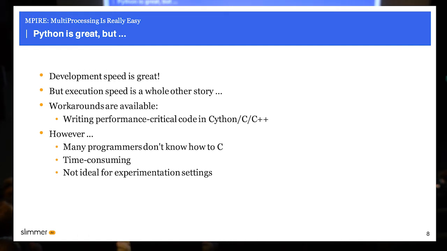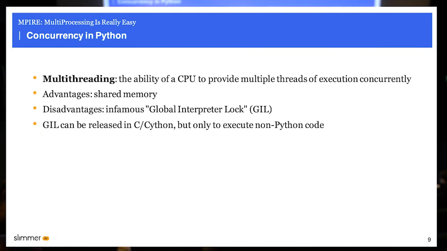So what else can you do? Well, most of the time you have a laptop or a machine with multiple cores, and if you're using vanilla Python, you're only utilizing a single one. So why not use multithreading? This is the ability of a CPU to provide multiple threads of execution concurrently, which sounds great. The advantage is that every thread can access the same shared memory. So whenever a thread changes anything, the other threads notice it.